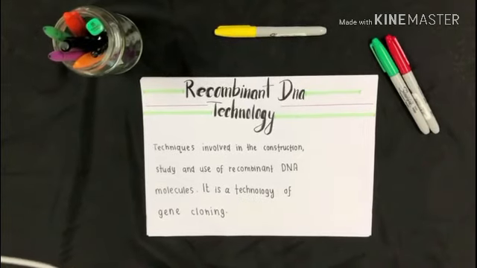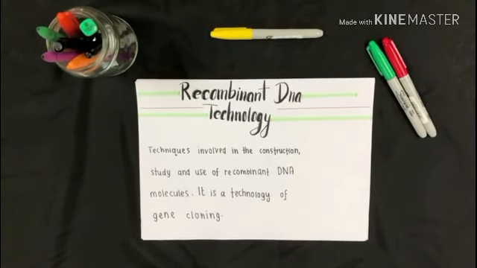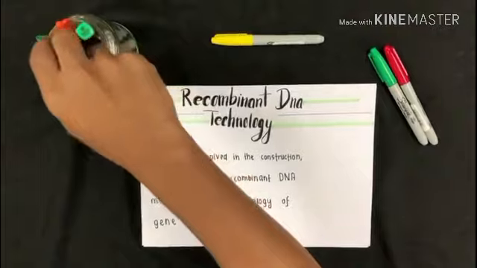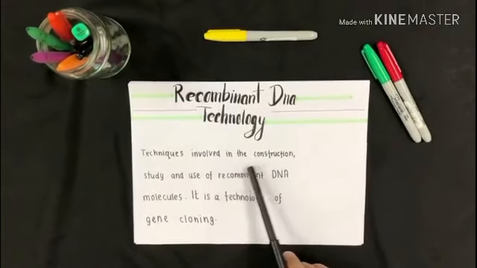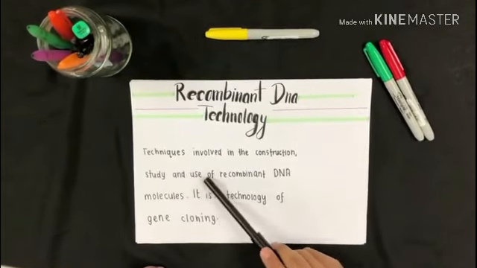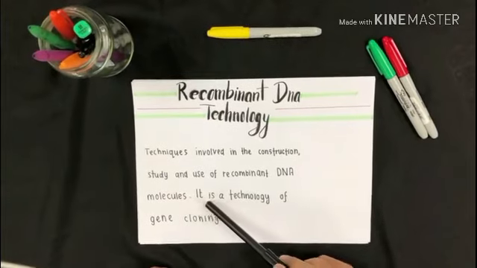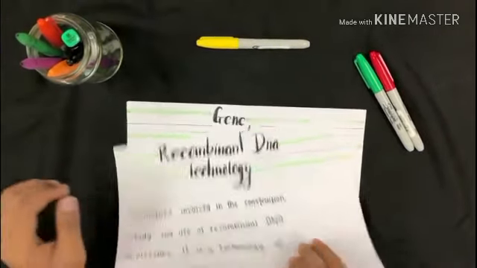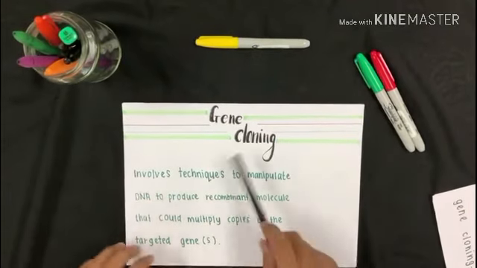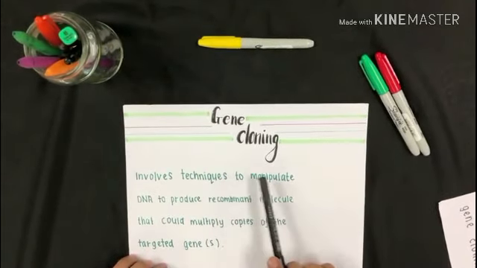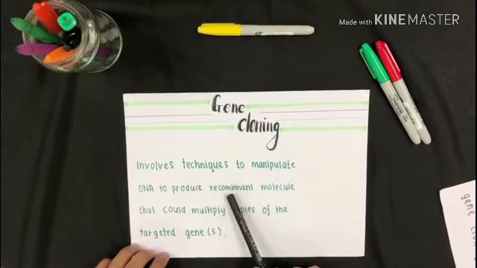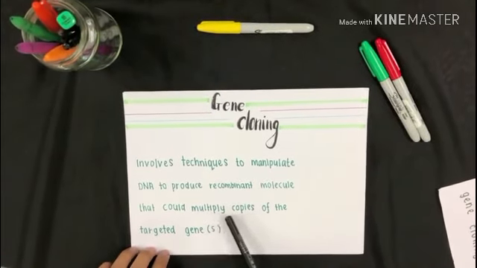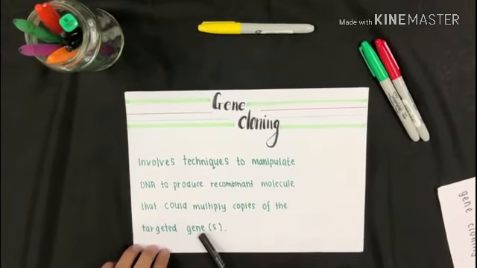Today I will present about recombinant DNA technology. Recombinant DNA technology is a technique involved in the construction, studies and use of recombinant DNA molecules. It is a technology of gene cloning. Gene cloning is a technique to manipulate DNA to produce recombinant molecules that could multiply copies of the target gene.